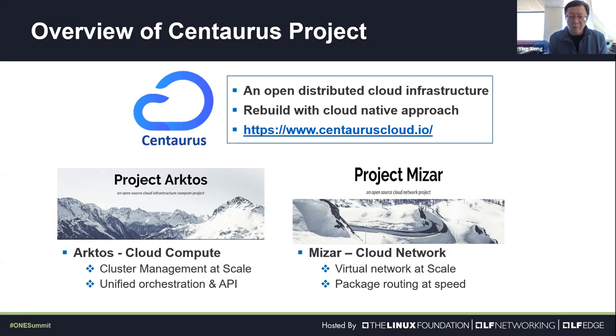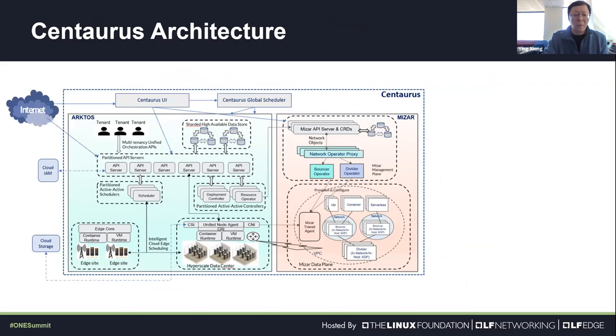And then the second project, Mizar, is the network project for Centaurus, and we will discuss more detail on it in the next section. It's a virtual network solution at scale for the cloud. You will have a data plane and a management plane. And in the data plane, we use XDP technology to route and forward packets at speed. So this is the overall Centaurus architecture. The Centaurus project includes compute, which is Arktos, and the network solution, which is Mizar. But we also have the Centaurus UI and the global scheduling for the Centaurus side.